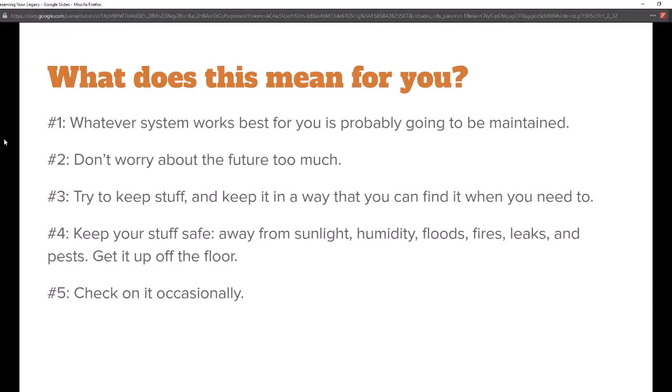Number 4 is extremely important. Keep your stuff safe. Keep it away from sunlight, keep it away from humidity, keep it away from floods, fires, leaks, and pests. And the most important thing is don't put it on the floor. Get it up off the floor no matter where it may be.